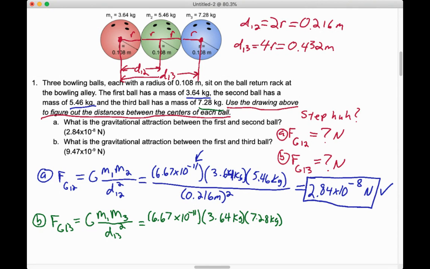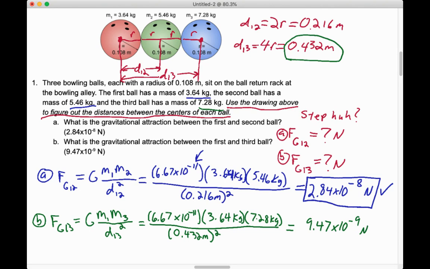And all of this gets divided by D13 squared. D13 is this number up here, 0.432 meters, and this number gets squared. So if you do all that, the number you get should be 9.47 times 10 to the minus 9th newtons. So put a box around it.